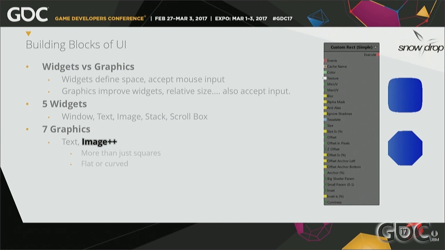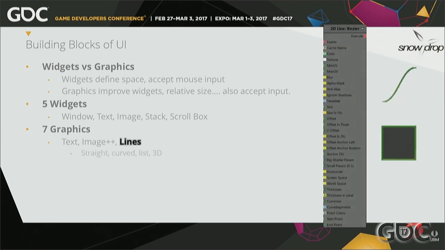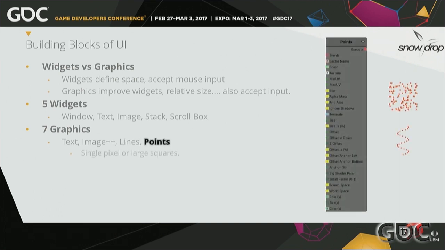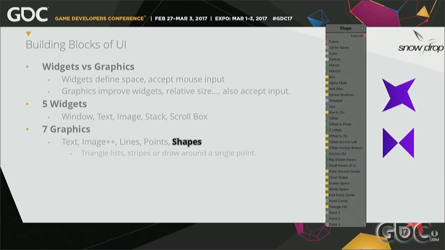In the graphics, you get more than just your basic square images. So we're able to cut some corners here or curve them. Lines can be used for a lot of things, like pointing things out in the world or framing other elements. Points are great for effects. You can make a random mess or a more controlled effect with just a little bit of math. And then we have arbitrary shapes, because sometimes even artists don't know what they want.